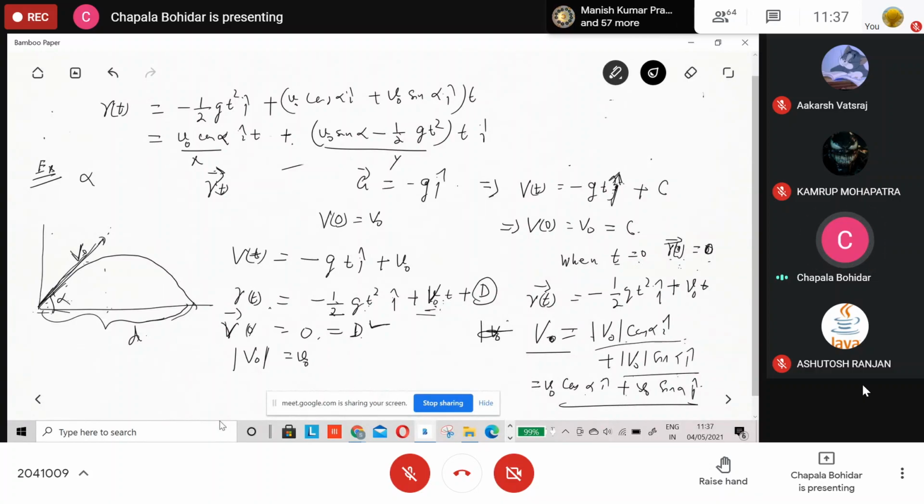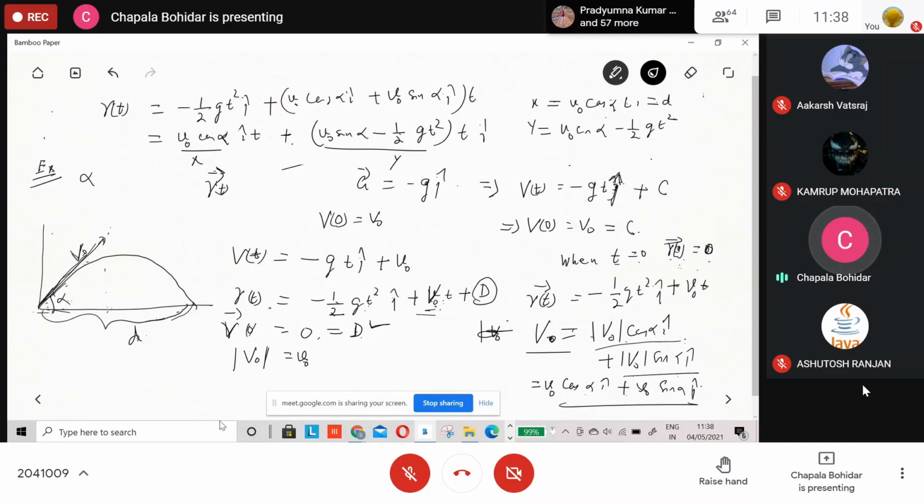So x is equal to small V naught cos alpha t, and y is equal to small V naught sin alpha t minus 1 by 2 g t square. So what is our horizontal distance? That is D, that is our x. D is the value of x, isn't it? Yes, ma'am.